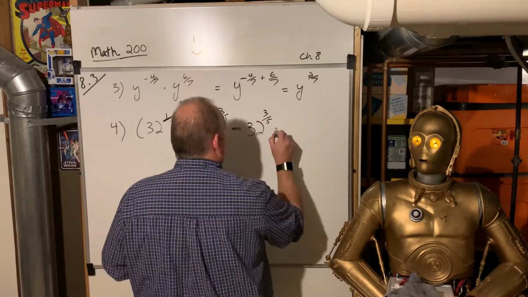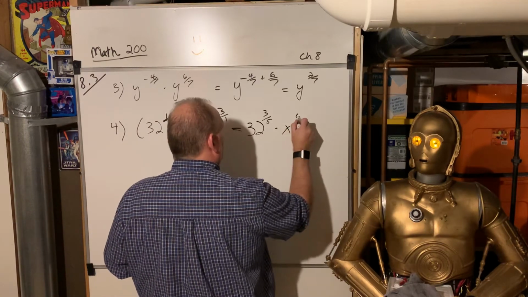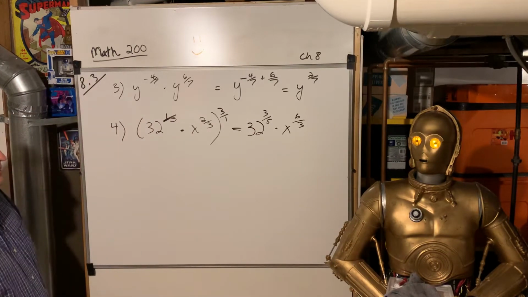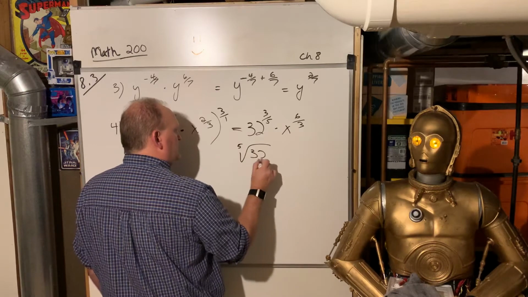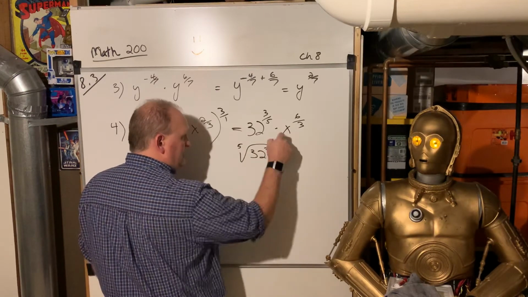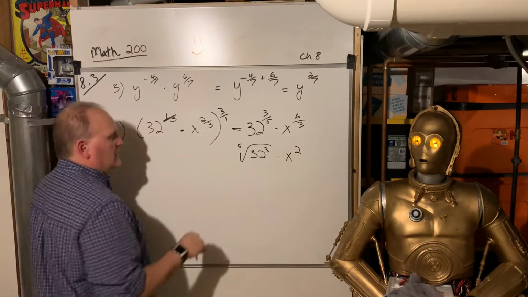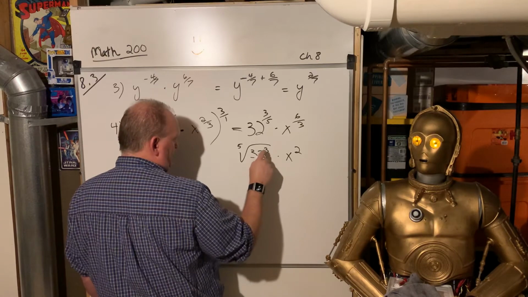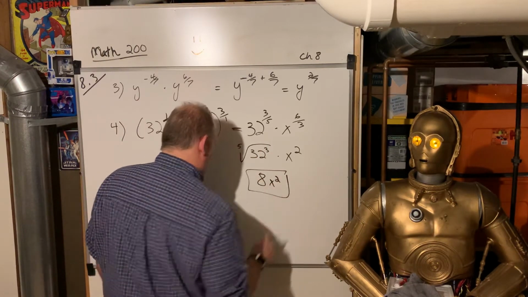times x to the 3 times 2 is 6 over 3 times 1 is 3. So this we can figure out, the 5th root of 32 cubed. And this we can just reduce to squared. And so let's see, the 5th root of that is 2. And 2 times 2 times 2 is 8. X squared, 8x squared.